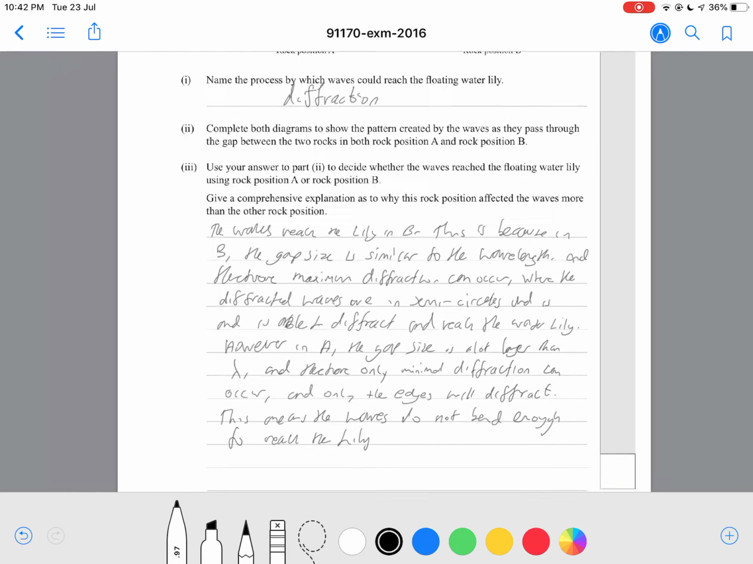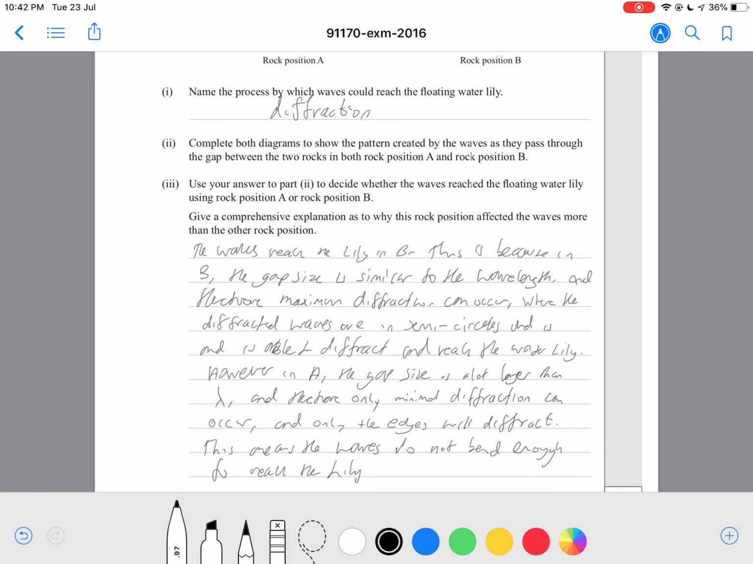Alright, so that's all you need. You don't have to write any more. So, the gap size is similar in B, and therefore maximum diffraction in semicircles, and therefore it's able to reach the water lily. And then you have to link it back to A. The gap size is a lot larger than the wavelength, and therefore only minimal diffraction can occur, and only the edges are bent, so it's not enough diffraction to reach the water lily.